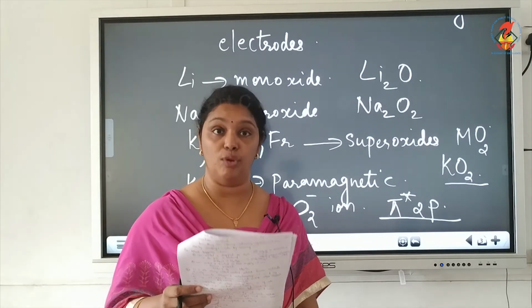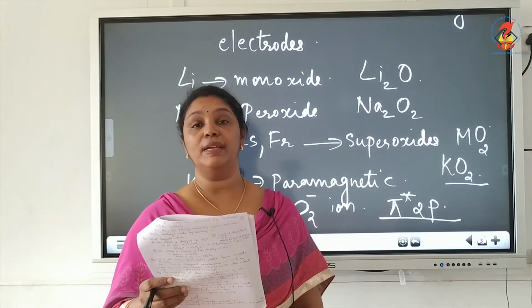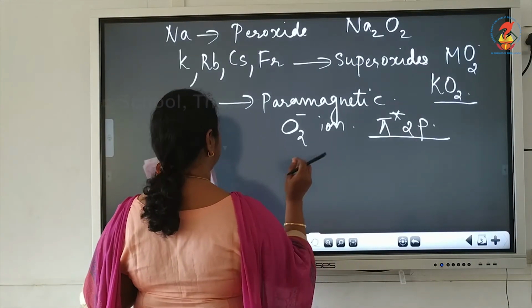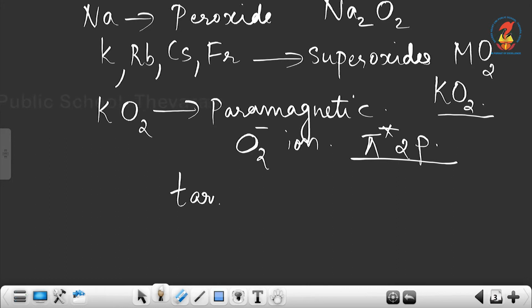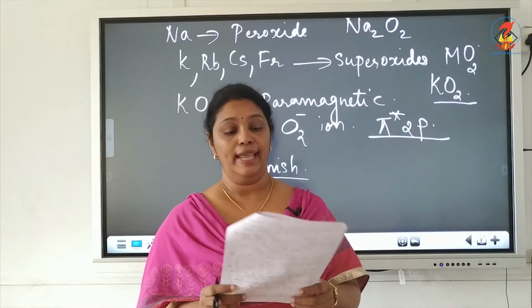Now, the next question is, alkali metals are normally kept in kerosene oil because of their high reactivity towards air and water. Next is, alkali metals tarnish in dry air. Why alkali metals tarnish in dry air? It is due to the formation of their oxides on the surface on reaction with air.